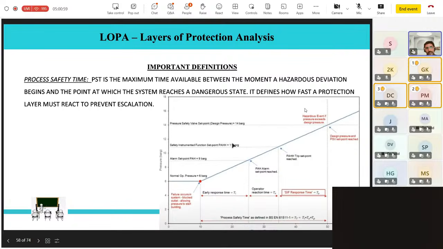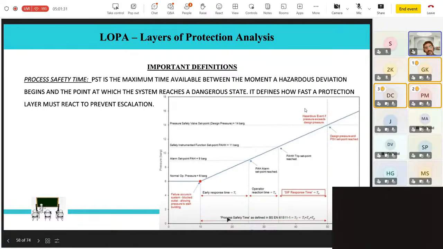And the third and the most important is your safety instrumented function set point. This is the point where your SIF system, or your safety instrumented system, will automatically initiate. So this is the time where you have your SIS time, up to the penultimate safeguard, and from the penultimate safeguard to the ultimate safeguard. This is the last time, that is your SIF response time. Basically, your SIF response will occur in this time, and at this point your pressure safety valve or your mechanical safeguards will come into the picture.